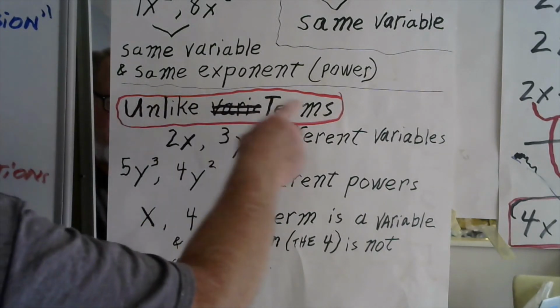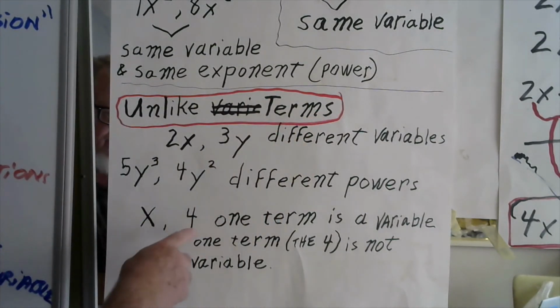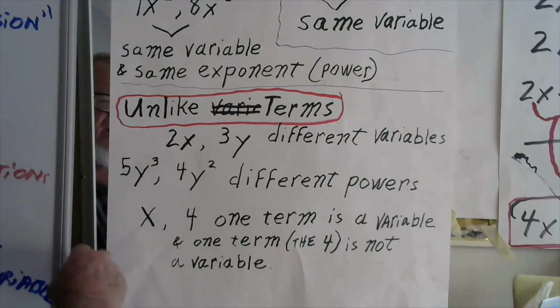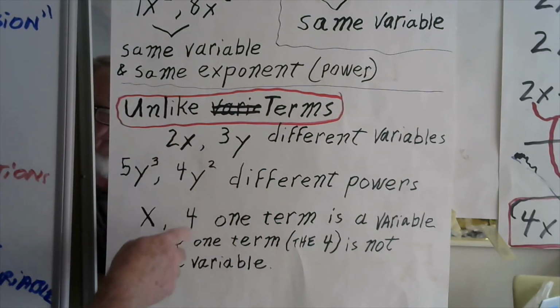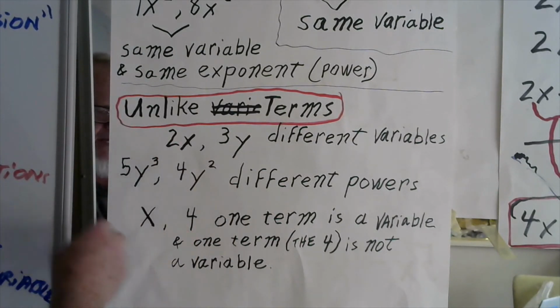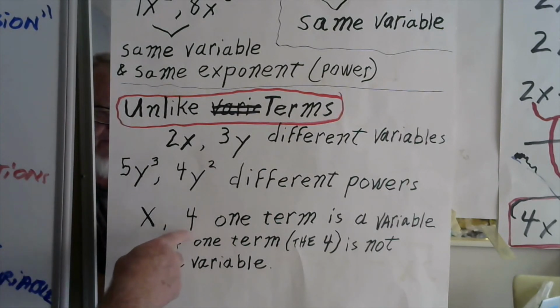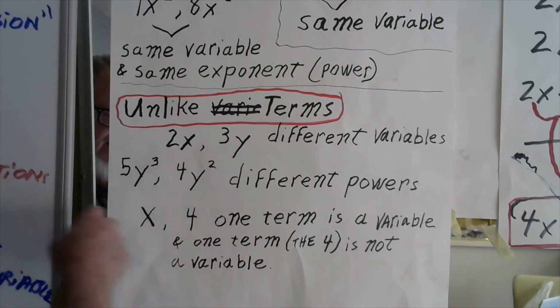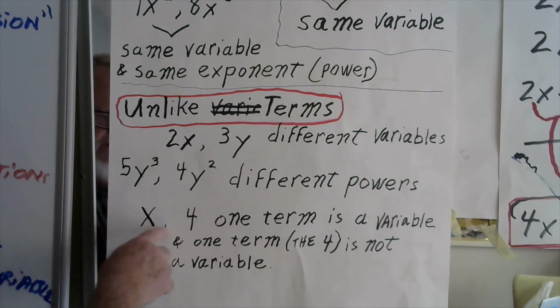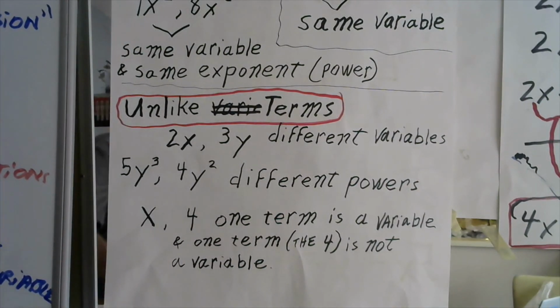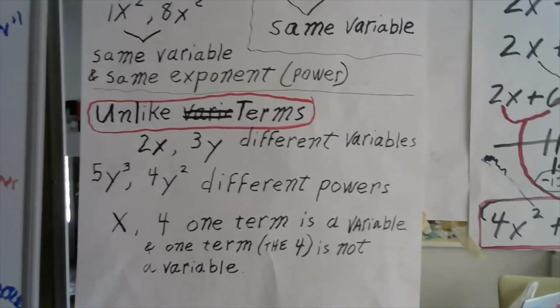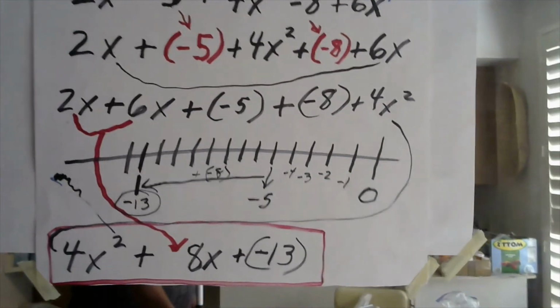So they're unlike terms. Finally, x and 4. 4 is an algebraic term even though it's also a number. In the world of algebra, 4 can be called a term. It can also be called a constant. Don't worry about that. But x and 4 can't be added or combined because x is a variable and 4 is a number. Okay, let's do an example of simplifying an expression here.